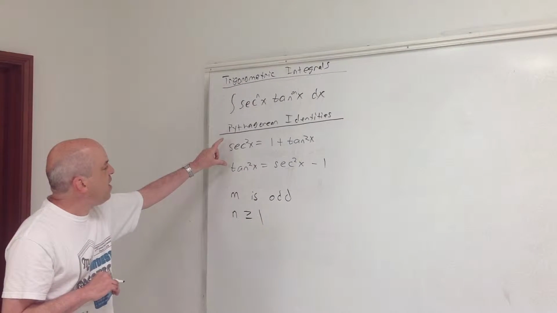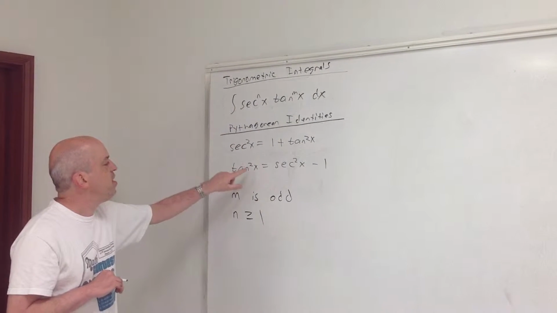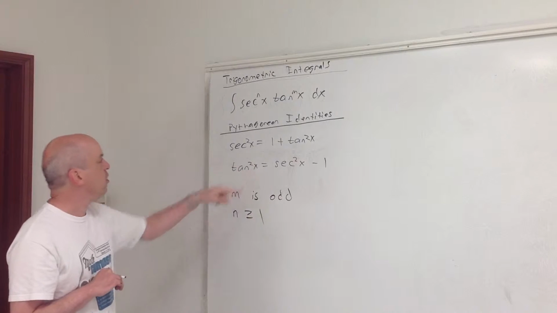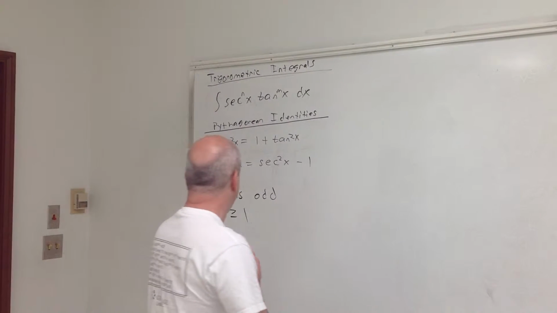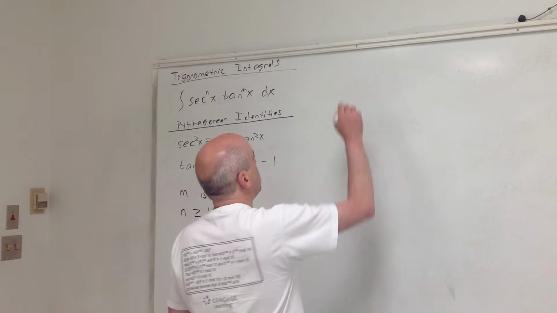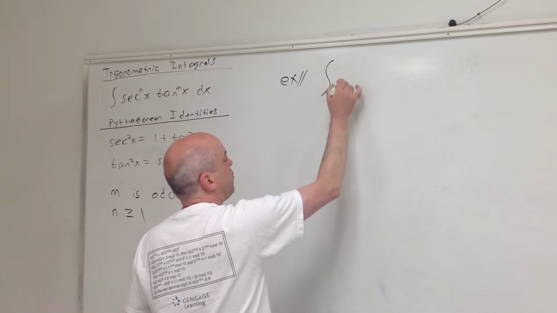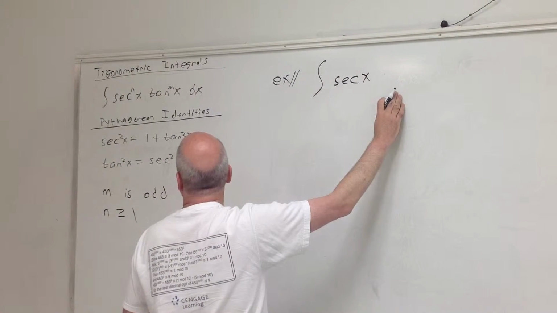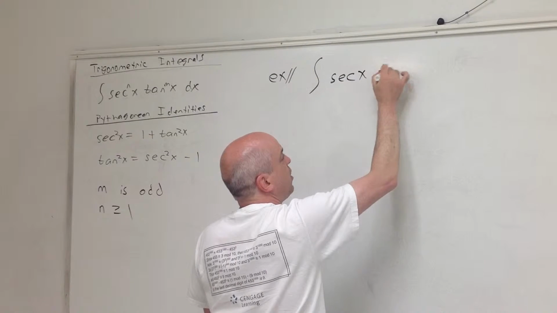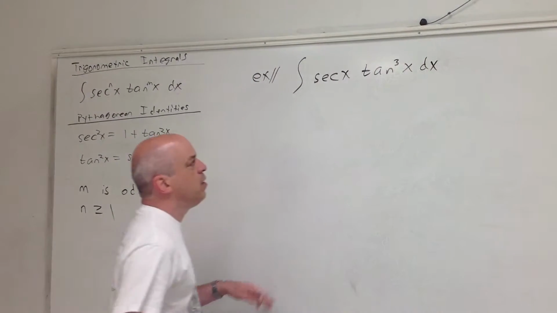We're going to use these identities, which allow us to rewrite secant to an even power in terms of tangent, and tangent to an even power in terms of secant. So let me just do a quick example to illustrate the procedure before I give you the general procedure. Let's make it as simple as we can. I'll just have one copy of secant here, and then let's say I need the power of tangent to be odd. How about tangent to the third x dx?